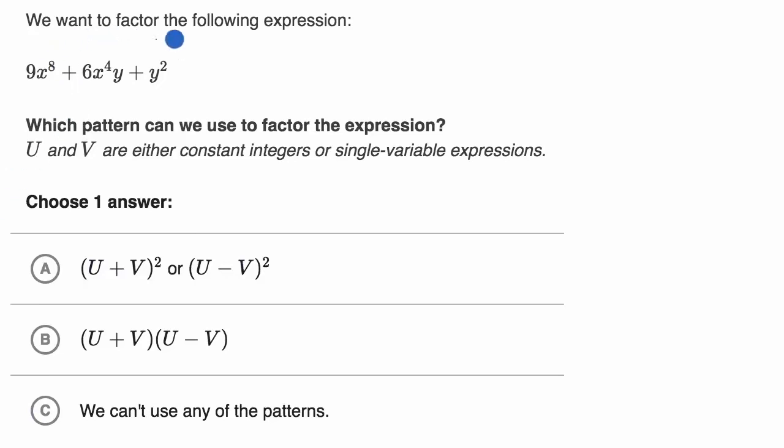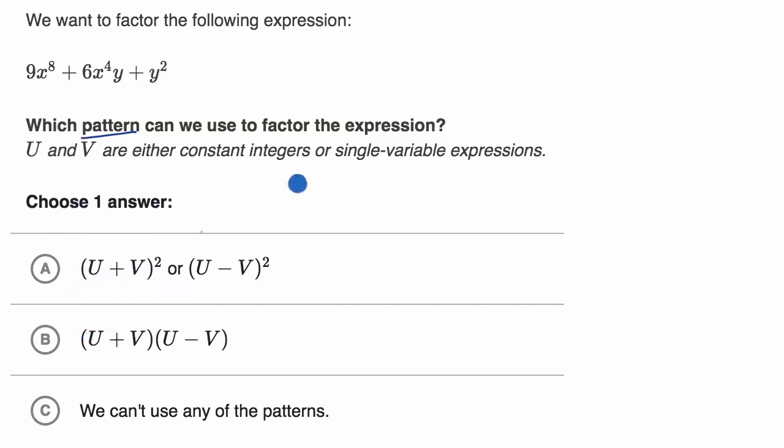We're told that we want to factor the following expression, and they ask us which pattern we can use to factor the expression. And u and v are either constant integers or single variable expressions. So we'll do this one together, and then we'll have a few more examples where I'll encourage you to pause the video. When they're talking about patterns, they're really saying, hey, can we say that some of these can generally form a pattern that matches what we have here, and then we can use that pattern to factor it into one of these forms.